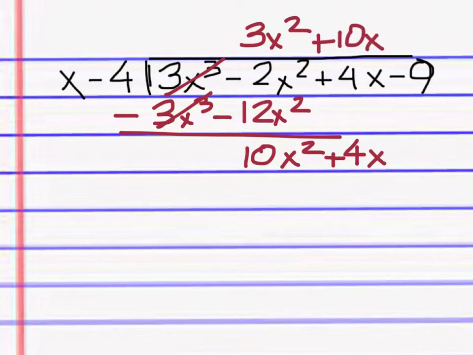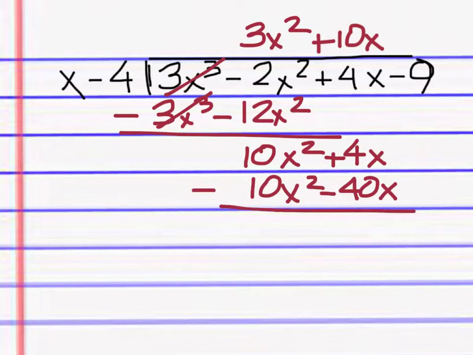So now multiply 10x by x minus 4. What is 10x times x minus 4? 10x squared minus 40x. Negative 4. Yeah, it's negative 4. And then we'll subtract. These cancel out. What's 4 minus a negative 40? 44, so that's 44x, and we drop down the minus 9.